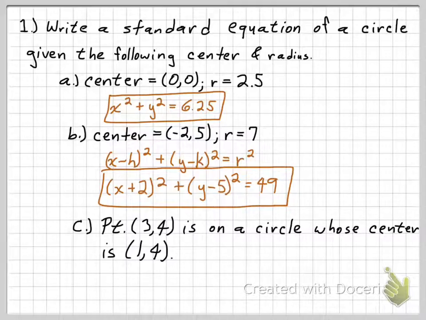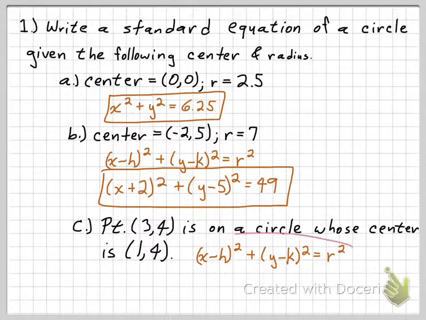Okay, so this one says there's a point on the circle, 3, 4, and the center of the circle is 1, 4. So remember, the equation of a circle is x minus h, quantity squared, plus y minus k, quantity squared, is equal to r squared. And so we have h, k, the center of the circle. So my h is 1 and my k is 4. But the piece of information that I need, which I don't know, is r. What is the radius?